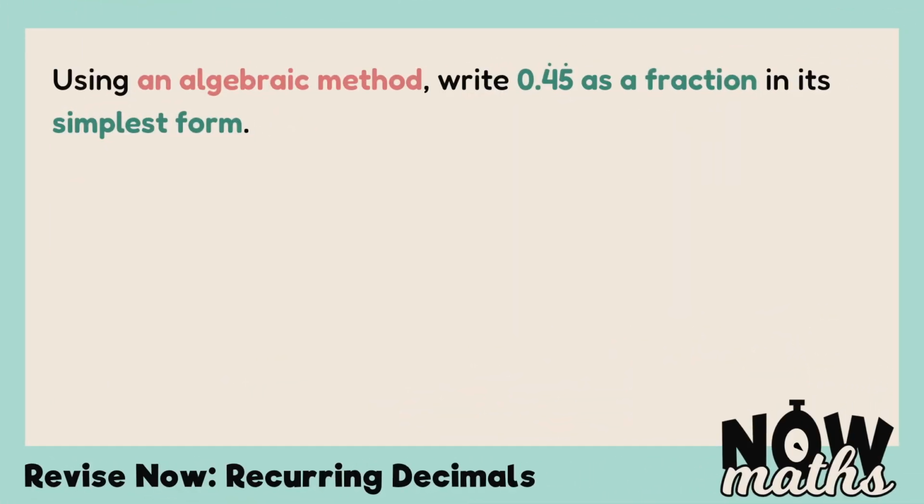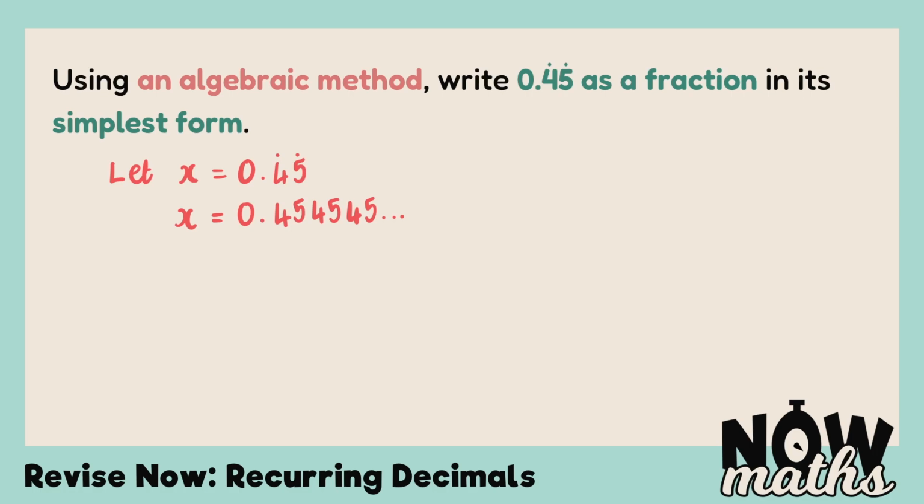Now looking at a slightly more tricky question. This time we're asked to use an algebraic method to write 0.45 recurring as a fraction in its simplest form. So to use algebra, we start off in the exact same manner and we let x equal 0.45 recurring. Since we have a dot above both the 4 and the 5, that means that those two digits repeat infinitely. So we would have a decimal that looks like 0.45, 45, 45, and so on.